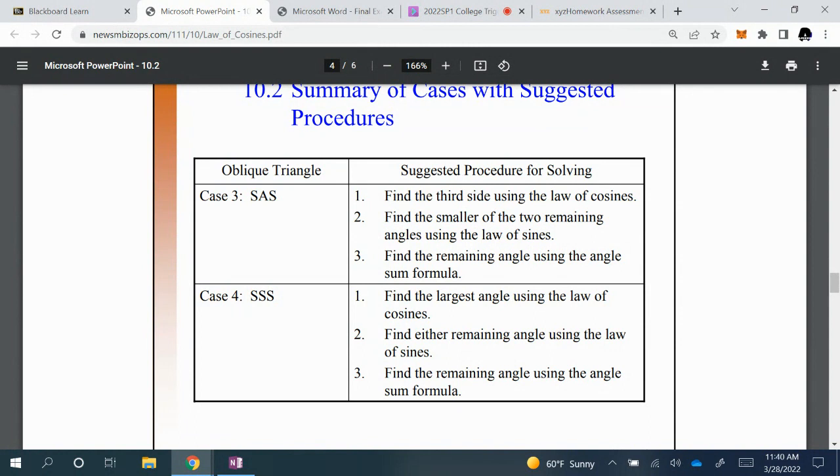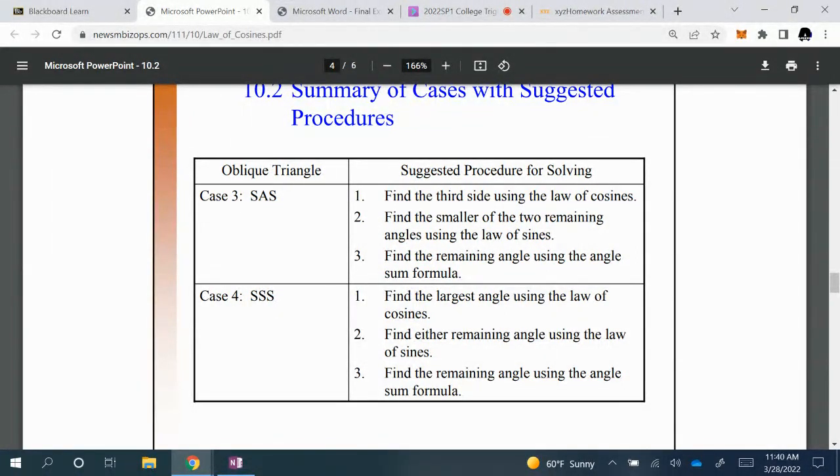Then the second step says find either remaining angles using the law of sines. And then the third step says find the remaining angle by using that sum formula. So I'd be kind of remiss if I didn't go through this. In the previous course, you had to solve an oblique triangle. And to solve an oblique triangle means that you have to find all of the angle measures and all of the side lengths.